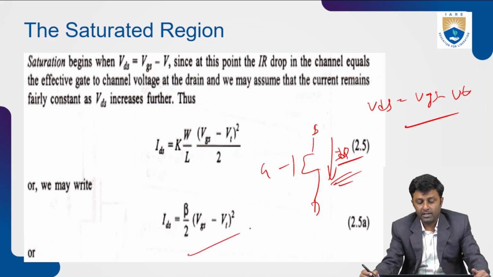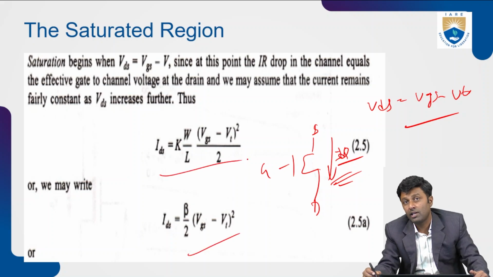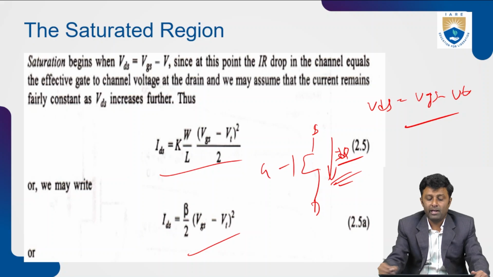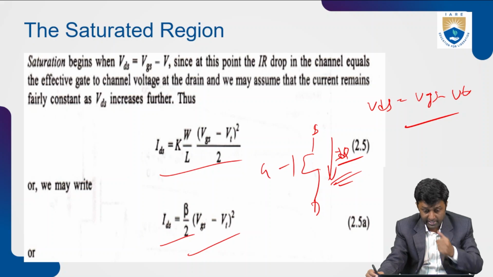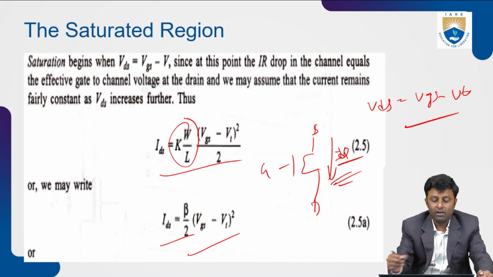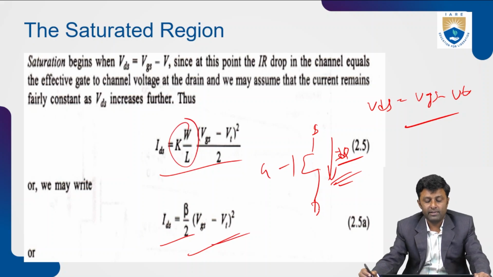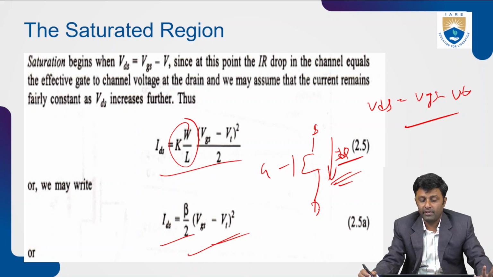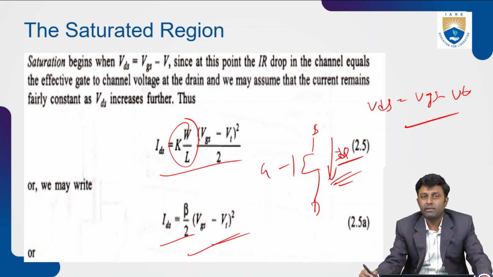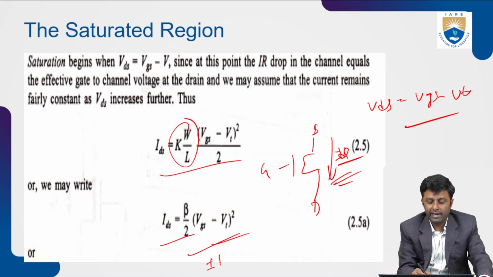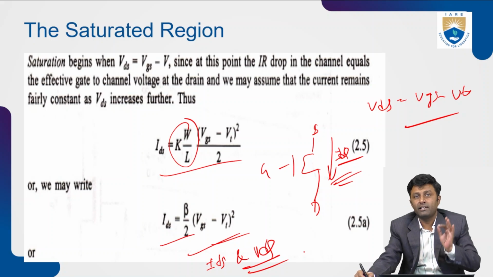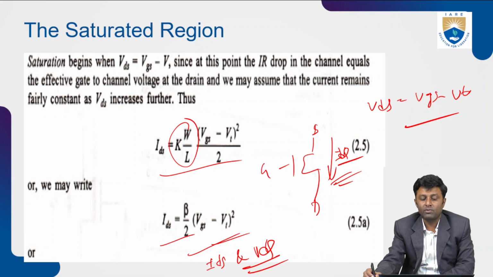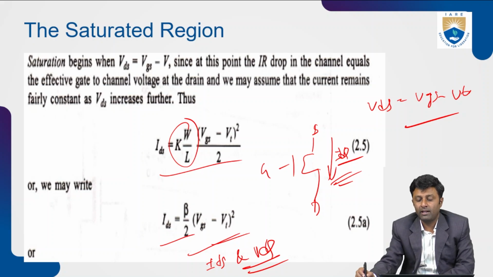Here we can write the equation as IDS equals K into W by L, Vgs minus Vt whole squared by 2, or we can substitute beta, so IDS equals beta by 2 into Vgs minus Vt whole squared. This is the relationship between IDS and VDS in the saturation region. In the saturation region, the transistor will be on, and the drain to source voltage will be equal to Vgs minus Vt.